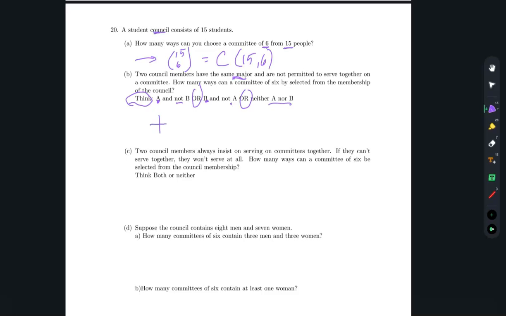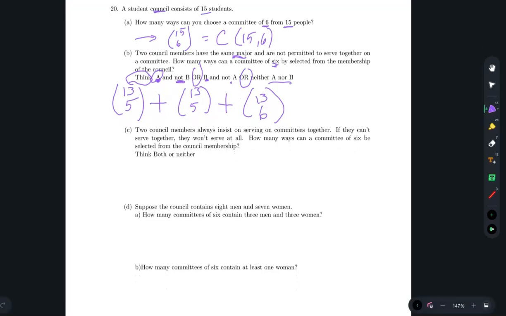So if I choose A and not B, out of the 15 people, that's truly 2 people I'm taking out of the running, right? So there's 13 left. And then how many am I choosing? Well, instead of a committee of 6, I really only have to choose 5 more because I've chosen A. The same thing works for this one. So 13 choose 5. Or if I choose neither of those 2, I kick off those 2, so there's really only 13 to choose from, and I'm picking all 6 committee members.